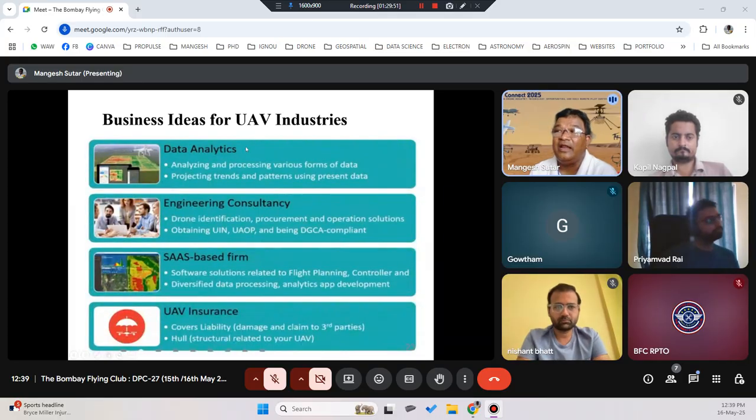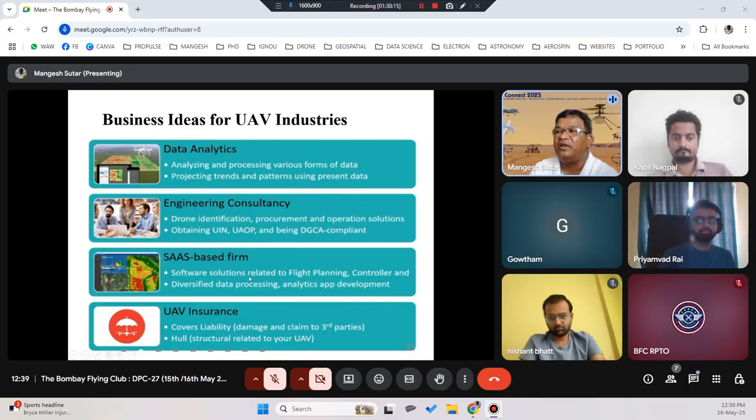Again, data analytics, engineering consultancy, SaaS-based firms are there, or UAV insurance. Insurance companies have also jumped in now. Initially there was little hesitation, but after the government push, UAV insurance is now being offered by a lot of insurance companies also. So these are all businesses which have been created from the drone perspective.